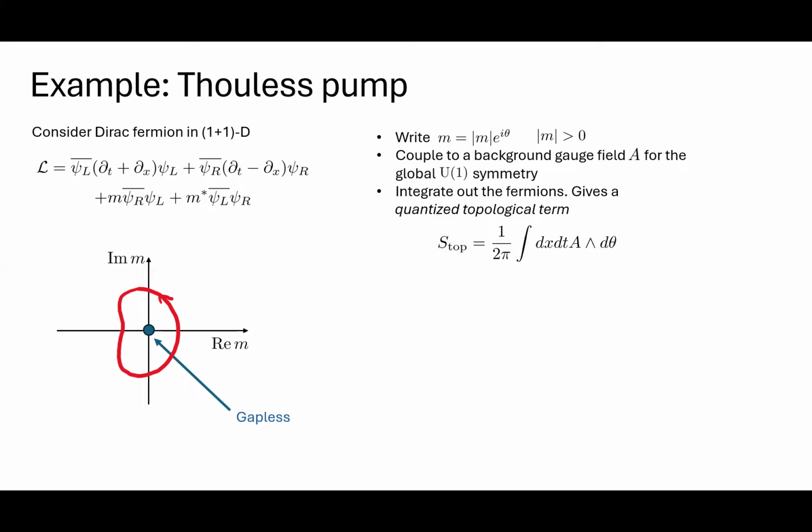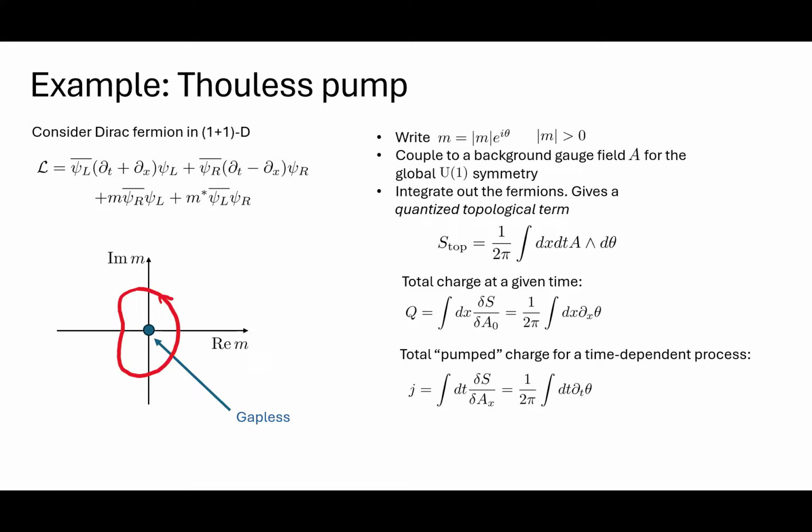The fact that you get this quantized topological term is the manifestation that there's some kind of non-trivial winding in the space of ground states as you encircle this gapless point. This topological term has various consequences. For example, if you take a space-like surface, you can compute the total charge, which is proportional to the winding number of theta, if you take theta to be spatially dependent. You can also take a time-like surface and compute how much charge moves through that surface over some time-dependent process, and that's also proportional to the winding number of theta, but in time. There are physical consequences you can derive, but the main point is that you have this non-trivial winding. So this gapless point really has to be there for topological reasons, as long as you preserve this global U(1) symmetry.